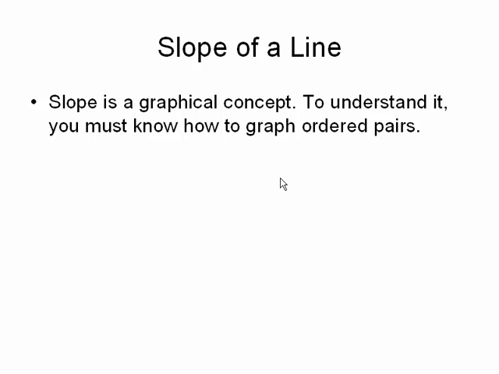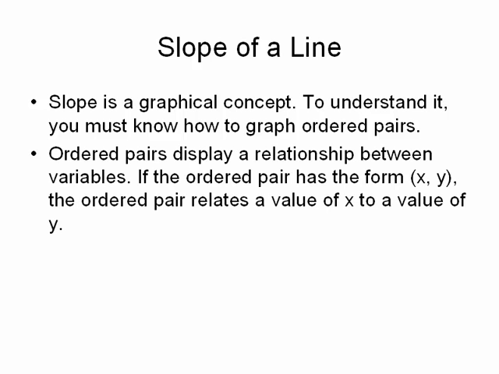To get started, we have to realize that slope is a graphical concept. To understand it, you must know how to graph ordered pairs. So let's start with that. Ordered pairs display relationships between variables. If an ordered pair has the form (x, y), then the ordered pair relates the value of x to the value of y.